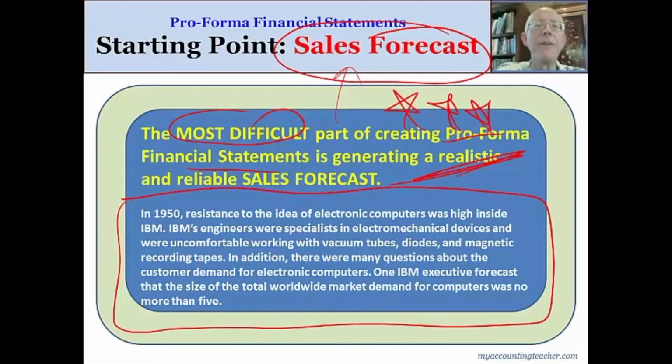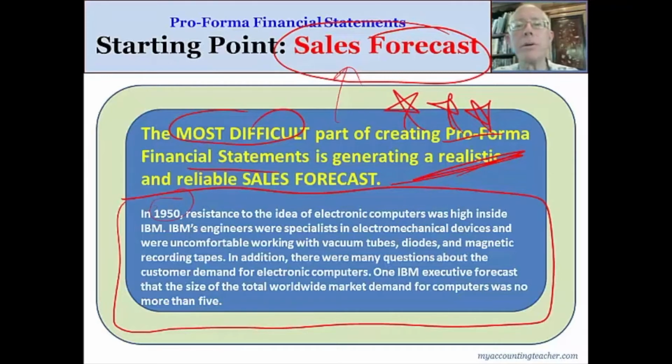This is fascinating. So in 1950, resistance to the idea of electronic computers was high inside IBM. See, IBM's engineers were specialists in electromechanical devices, machines that moved and gears and all this kind of stuff. And they were uncomfortable with working with vacuum tubes and diodes and magnetic recording tapes. So the whole idea of electronic computers wasn't their specialty. It wasn't their forte. In addition, there were many questions about the customer demand for electronic computers.